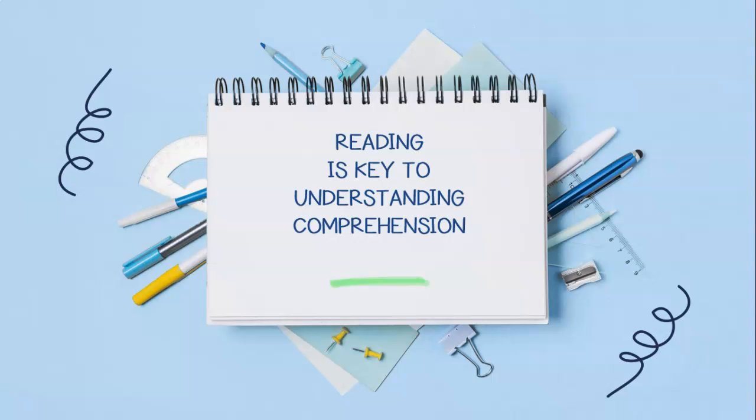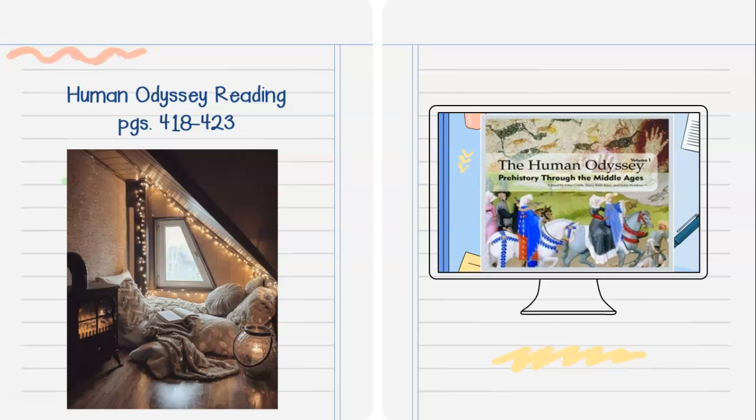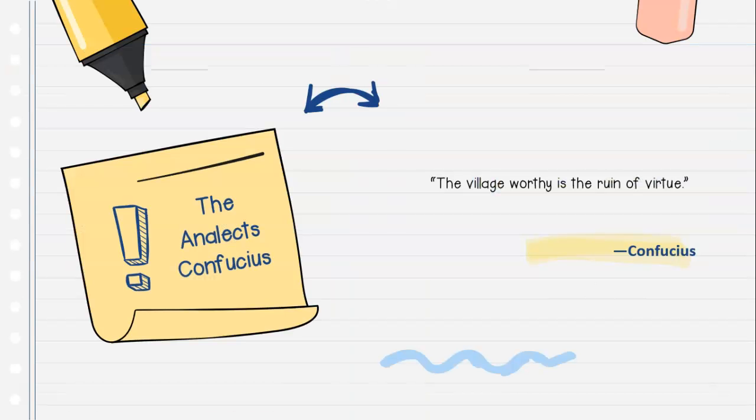And reading is key to understanding and comprehension. Again, it's super important that you are completing your readings for this lesson in your Human Odyssey book, pages 418 to 423. Our quote for today from the Analects of Confucius: "The village worthy is the ruin of virtue."